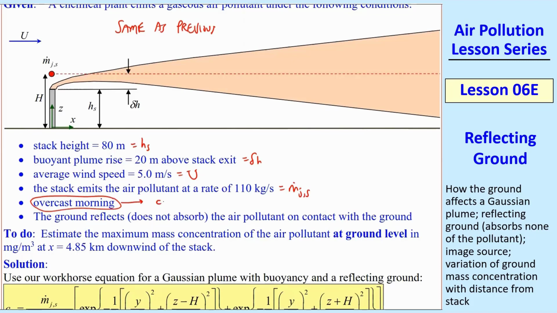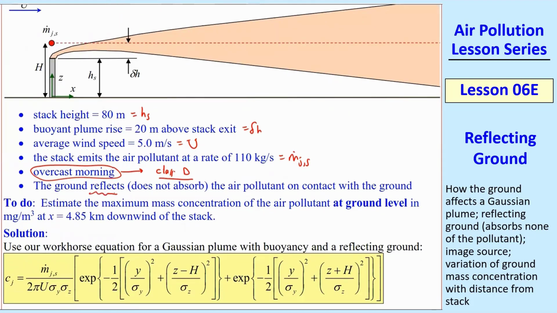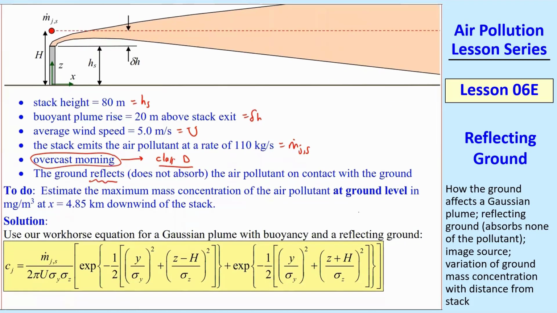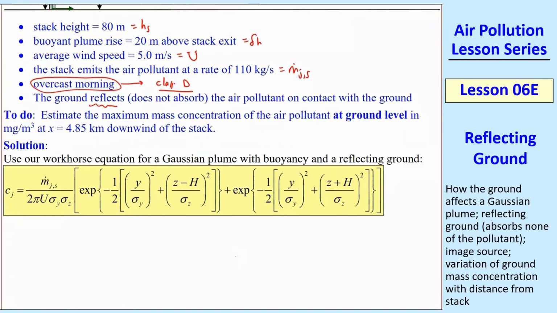And this gives us a class D. So make sure you use the right coefficients for that. The difference here is now the ground reflects, does not absorb the air pollutant on contact with the ground. And let's estimate the maximum mass concentration at ground level. Maximum, meaning that's going to tell us that we're going to do this at y equals 0, maximum horizontally at the ground, which will be directly downwind of the stack.